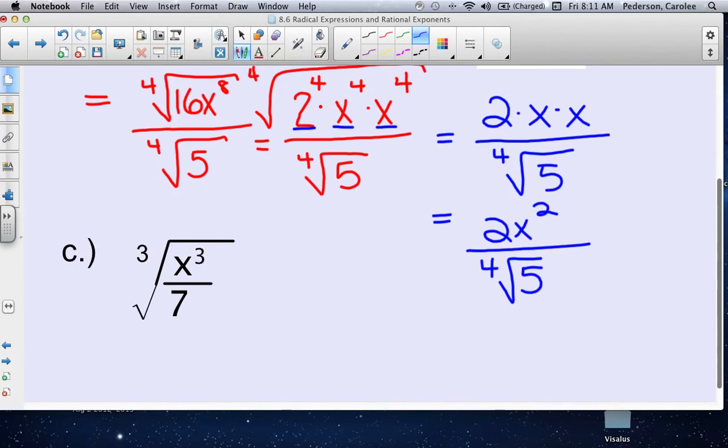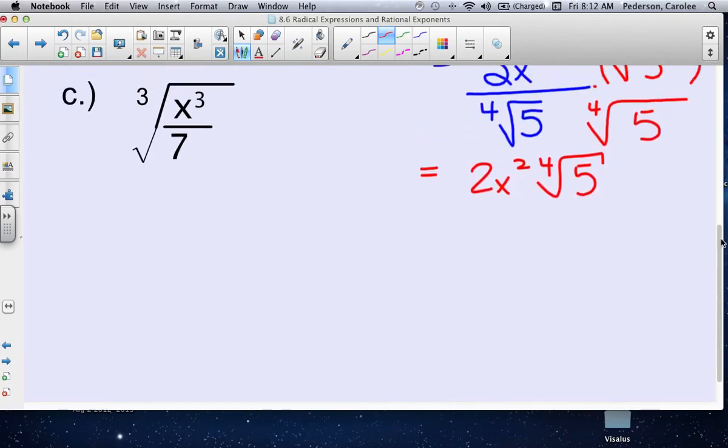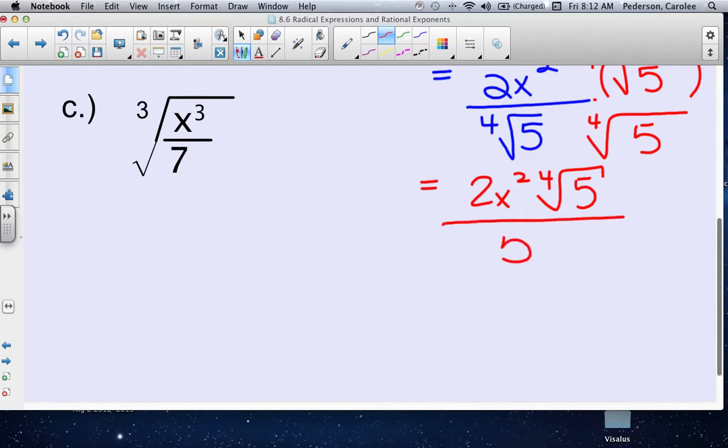Now remember, you cannot leave a radical in the denominator. So we have to rationalize it. So we have to multiply the numerator and the denominator by the 4th root of 5. And what you get when you multiply across is 2x squared times the 4th root of 5, and then the denominator, the 4th root of 5 times the 4th root of 5, is just 5.